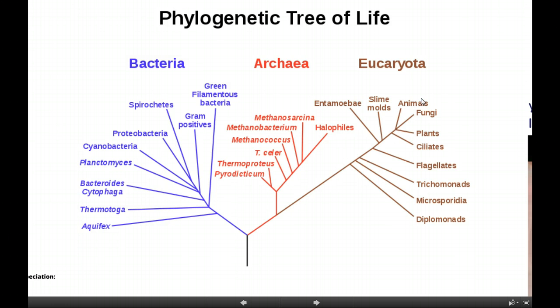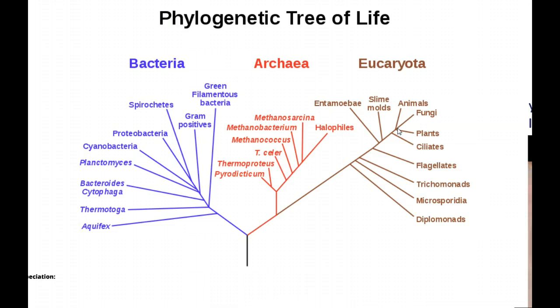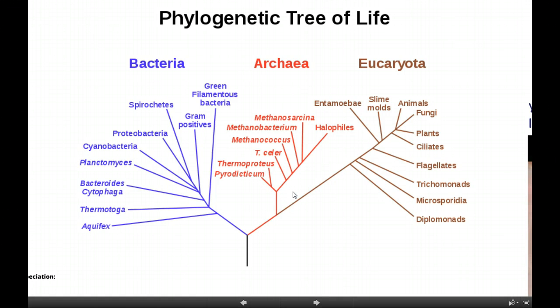Not that animals are born out of fungi or out of plants, but that we have a common ancestor. Just like we have a common ancestor with modern day monkeys and apes, we're not born from them, but we have a common ancestor, and over lots and lots of generations in different environments, the environment selected for different traits.